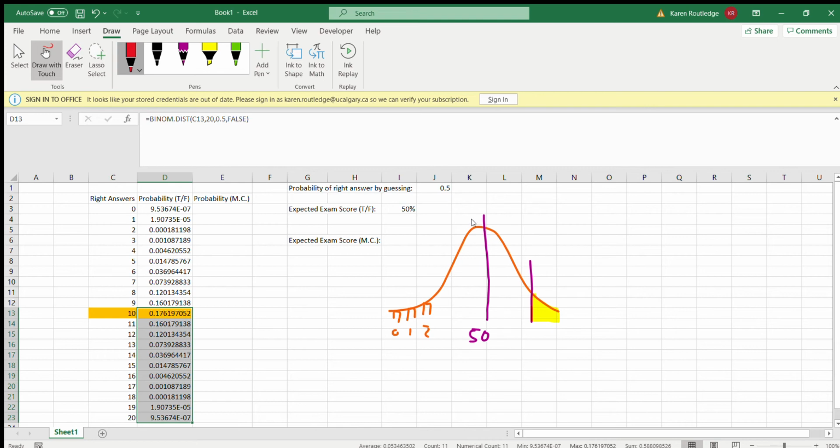So if a student is totally guessing, if they have a 50% chance of getting a question right, then what is this cutoff such that they have a much smaller probability of getting it purely by chance? And just for grins, let's say this is 10%. So we don't want a student to have any more than a 10% chance of getting an exam score this high purely by chance.